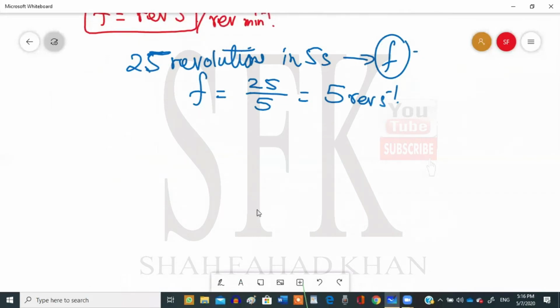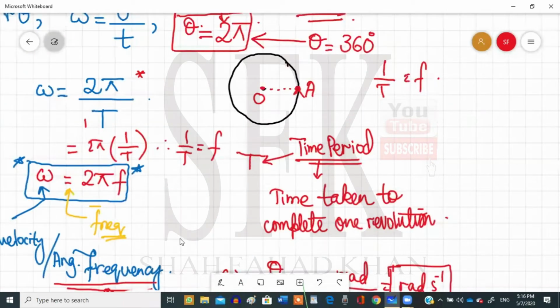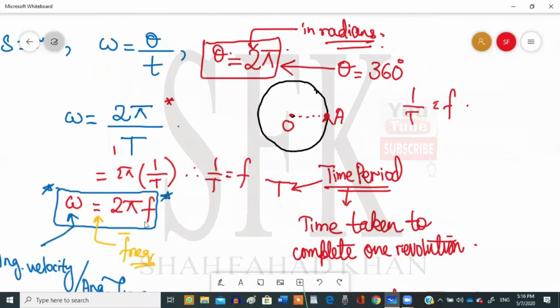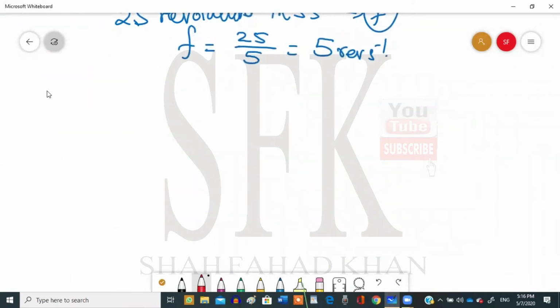Now, this was the frequency, this was omega. So now the new formula for omega that we've done is this one, omega equals 2 pi f. Now I'll list down the formulas that we've done so far. We did the formula for the arc length, S is equal to r theta.